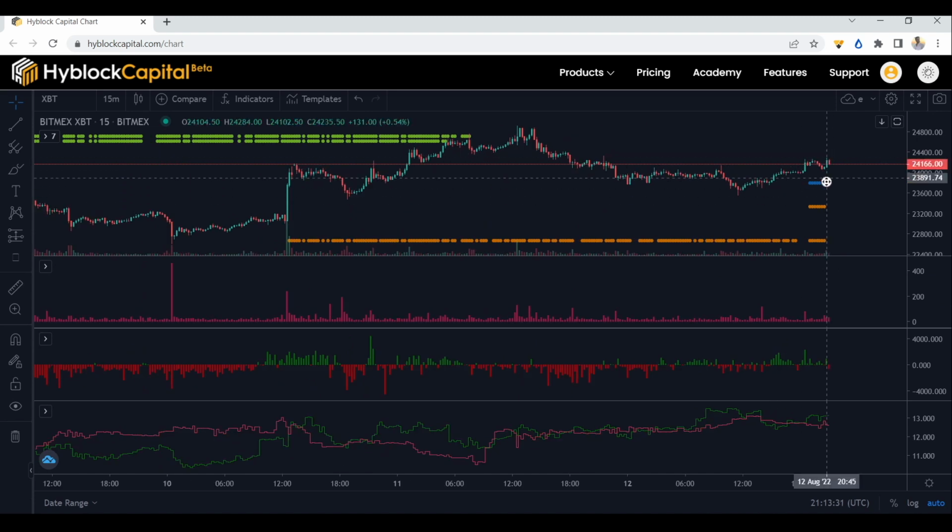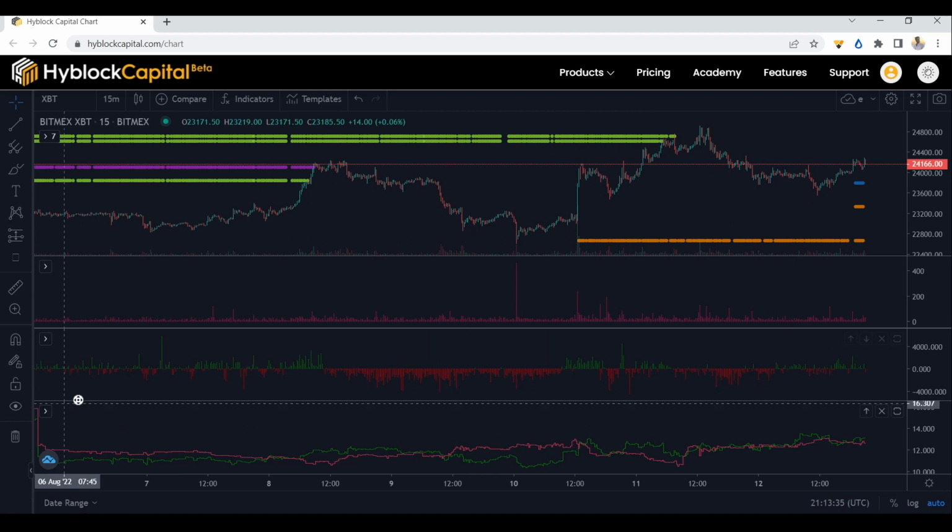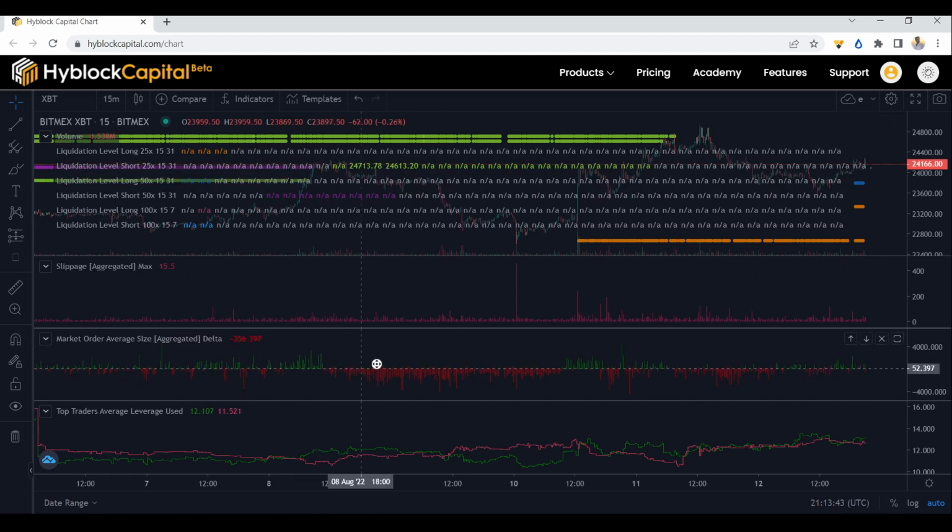And it currently looks like we might be targeting these levels. A little bit more bearish, we'll see. Now the final indicator, and then for the part that you've been waiting for, we're going to put this all together into a system. So the final indicator is one that I've covered before. It's the top trader's average leverage.